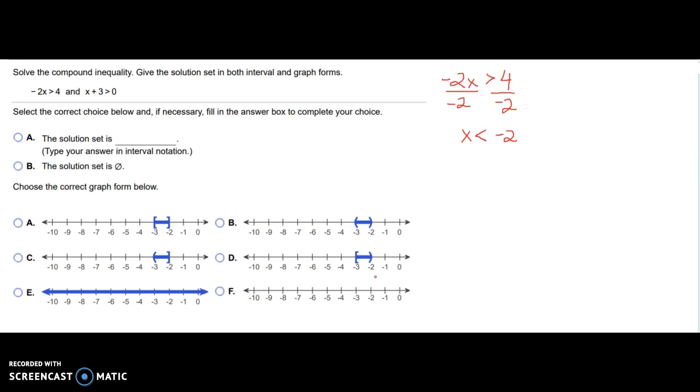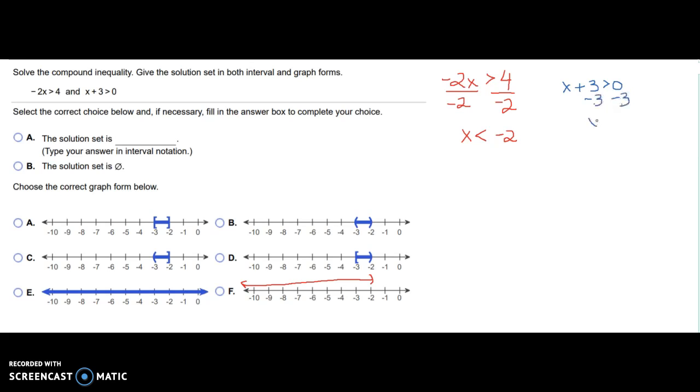So I'm going to use this empty number line down here. If I go to this option F, empty number line, here's negative 2. Less than negative 2 gets a parentheses and an arrow all the way to the end of F. Now I'm going to change colors to do the other inequality. So the other inequality is x plus 3 is greater than 0.